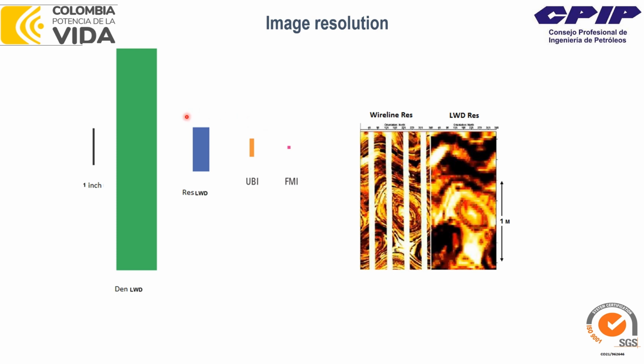The resistivity LWD image is the best you can get from LWD, and you see the resolution is almost 2-3 times worse than the wireline. And when we move into the density image, you can see it's a few times bigger. And this is an interesting picture, right? You can see the wireline resistivity image on the left track and the LWD resistivity image on the right track. You see more or less the same picture, the same features, but you see how much better resolution wireline has.